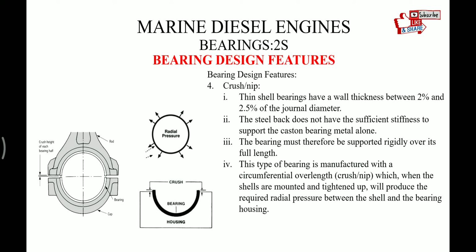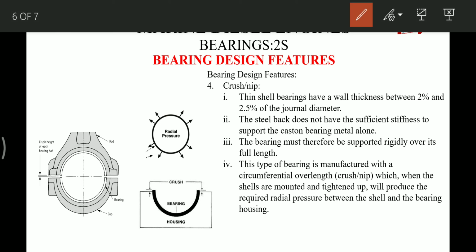Now this is the fourth bearing feature, which is called crush or nip. This is mostly there in thin shell bearings because they do not have sufficient stiffness to support the load. These thin shell bearings have a wall thickness of around 2 to 2.5% of the journal diameter. The steel back does not have sufficient stiffness to support the cast on bearing metal alone. The bearing must therefore be supported rigidly over its full length. This type of bearing is manufactured with circumferential overlength, as you can see here.